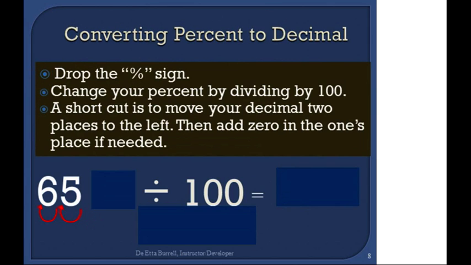Okay, now if I'm converting a percent to a decimal, that means I'm doing the opposite. I need to drop the percent sign and divide by 100. What will that give me for my decimal? 0.65, right? And I could use the shortcut by moving my decimal 2 places to the left. And if I did that, I would get 1, 2, which is the same answer, 0.65.